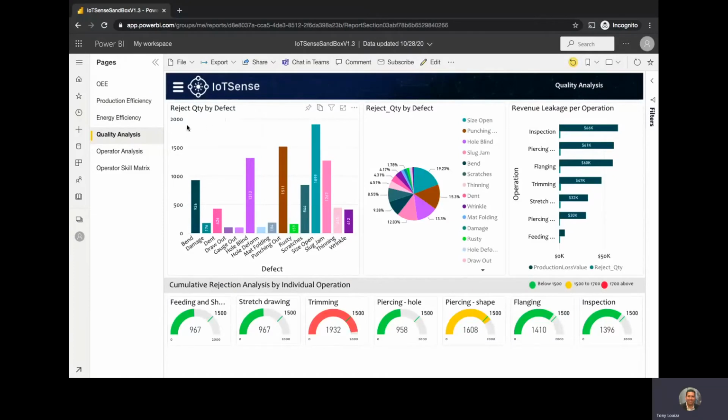Quality, of course, is a huge area of focus for many companies, including manufacturers. And so you're able to see rejection here in terms of the quantity. Here, you're also able to see this from a different perspective in a pie graph. You've got revenue leakage as well based on certain operations. This is critical because you don't want to just know how much money you're losing, but in which operation. And then here, you've got a variety of different KPIs reflected in terms of the goals that you're trying to achieve and whether you're able to do that or not.